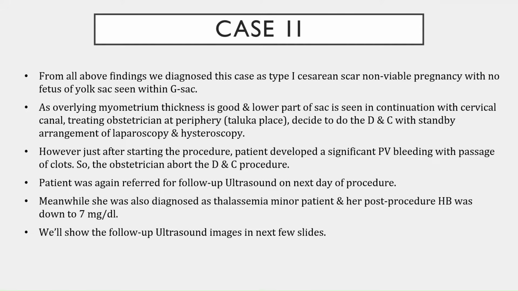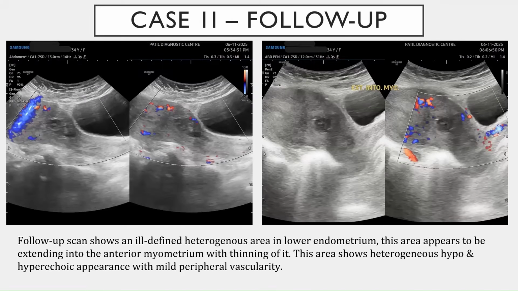Meanwhile, the patient was also diagnosed as a thalassemia minor patient, and her post-procedure Hb came down to 7 mg/dL. Then on follow-up scan, we can see an ill-defined heterogeneous area in the lower endometrium. This area appears to be extending into the anterior myometrium with good surrounding flow.